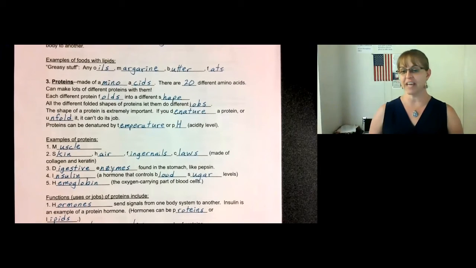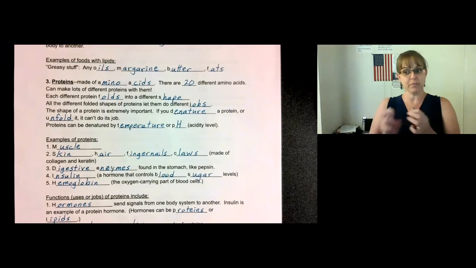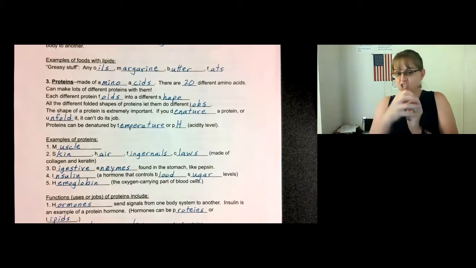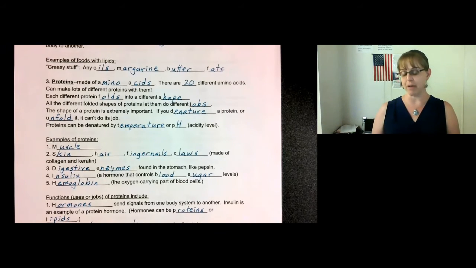Then the third category of macromolecules are proteins. Proteins are made from amino acids. So protein is the polymer, the large molecule, and it's made from the monomer, the small molecule, amino acids. There are actually 20 different amino acids, and you put them together in different orders into a long string that makes a protein. And these proteins fold up into all different shapes, and that particular shape of that protein makes it able to do its job. And if you're not sure what something is, it's probably a protein.